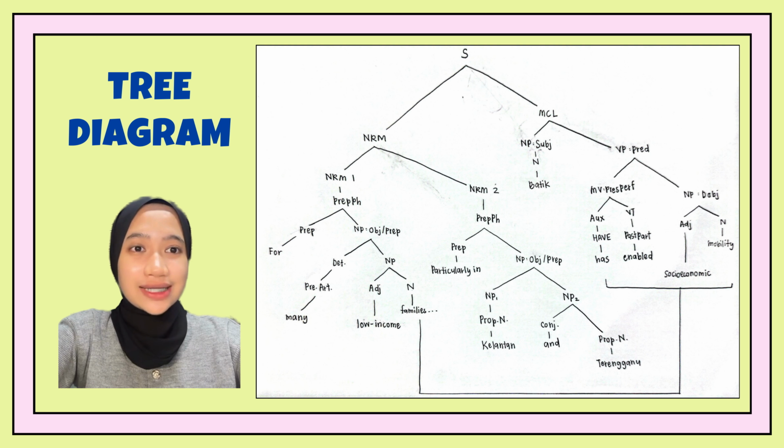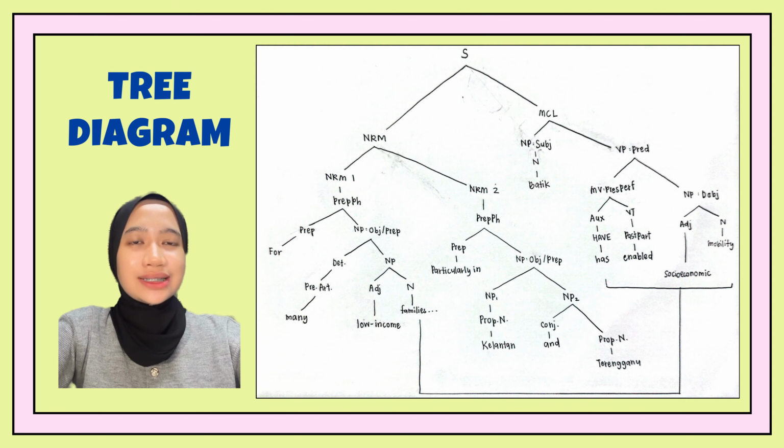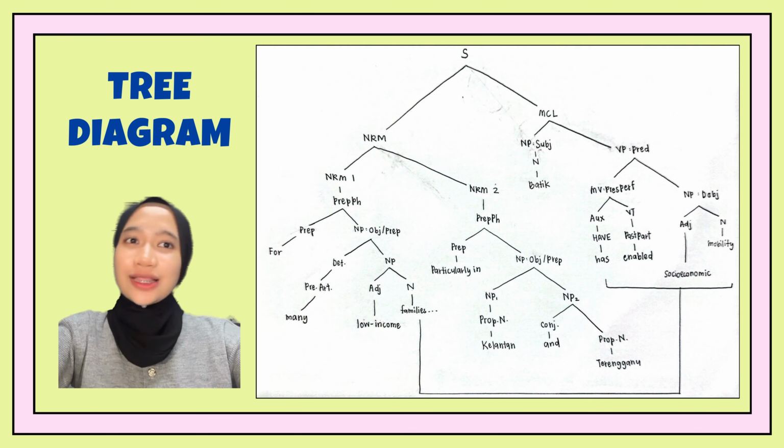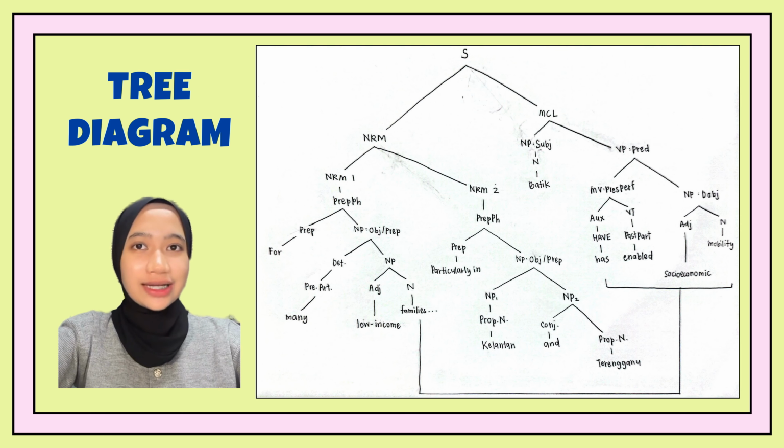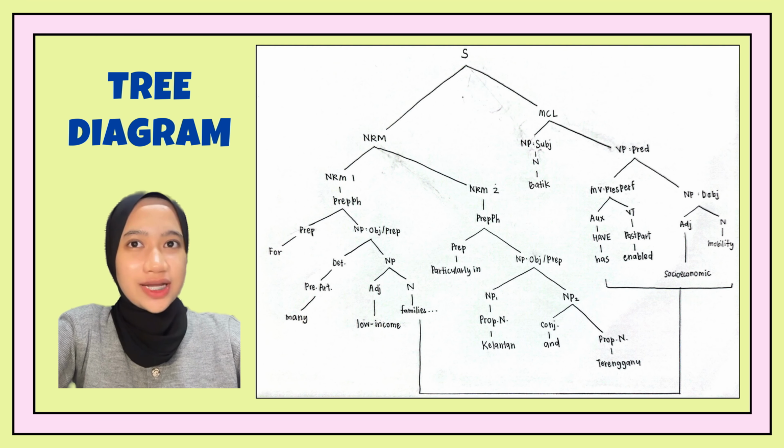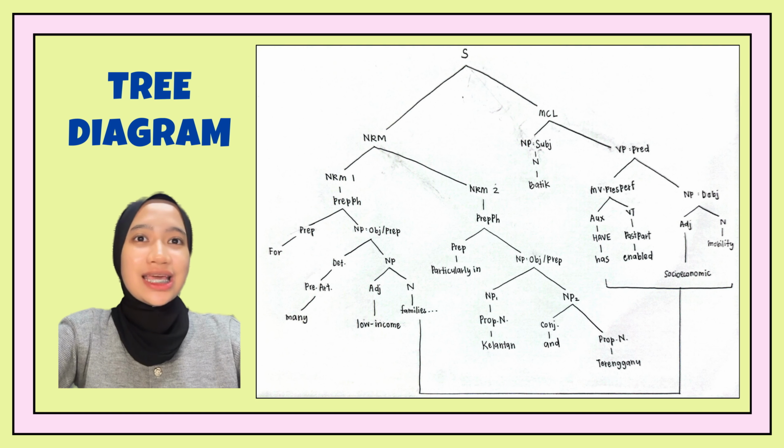Moving to the right side of the diagram, we have MCL, which stands for main clause. The main clause is analysed into two main components, which are the subject and the predicate. Following that, the subject of the main clause is batik, which is a noun phrase. It functions as the subject because it performs the action in the sentence. Finally, the predicate consists of a verb phrase.